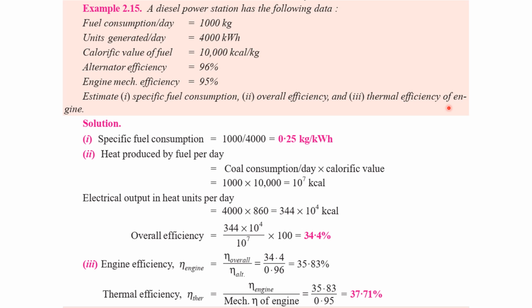So mechanical efficiency of engine is given to you, that is 95%. Thermal efficiency you have calculated. You can calculate thermal efficiency by dividing the engine efficiency by the mechanical efficiency of the engine. That gives you 37.71%. Again, if you are unclear about these efficiencies and their products, we can discuss them in detail in the QA sessions.